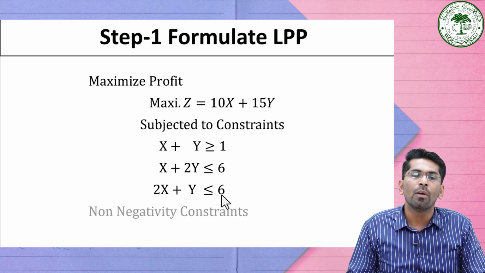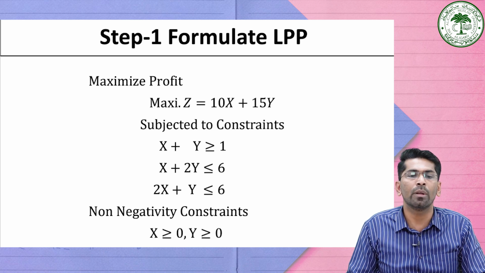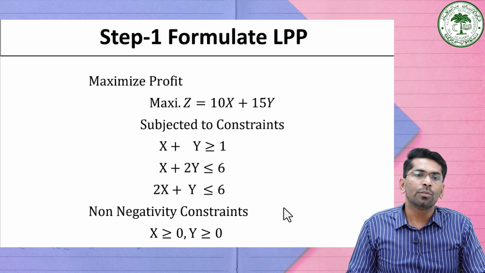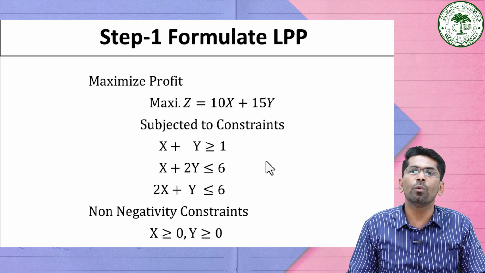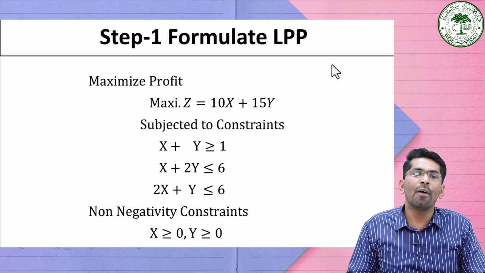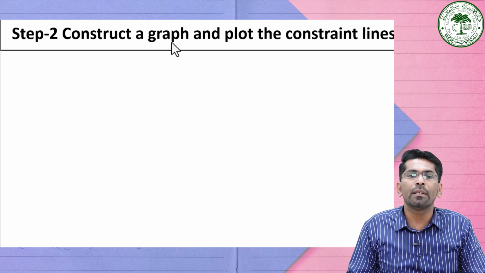And at the same time, we have a non-negativity constraint, that is, both the decision variables are positive, that is, greater than or equal to 0. So with this given framework, we can go for solving this given linear programming problem by using the graphical method. After formulating the linear programming problem, the second step is to construct the graph and plot the constraint lines.